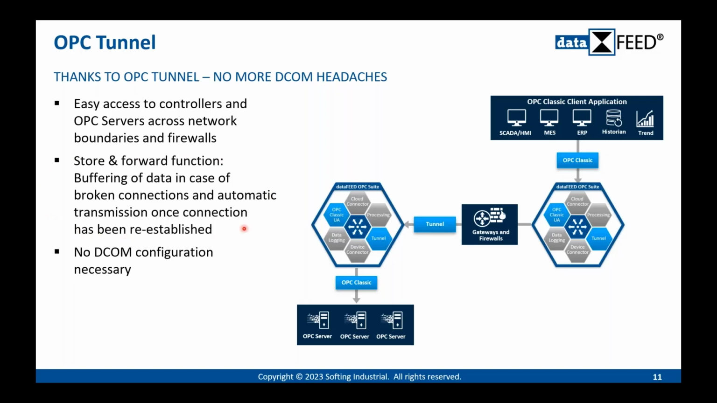One main benefit is we have also included a store and forward functionality. If your connection between your two PCs is interrupted, we will store the data, and after the connection is re-established, we will retransmit the data to the client. So this is one possible solution. And in this case, you no longer need any DCOM configuration. So it also helps you with the time you need to set up this solution. This would be one possible solution from Softing's side.